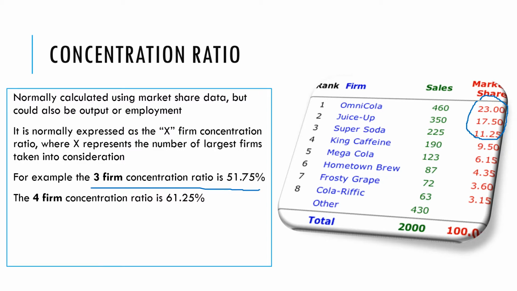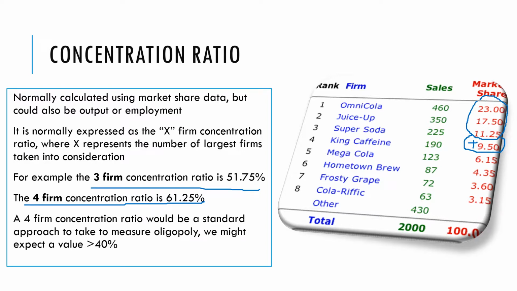If we wanted to look at the 4 firm concentration ratio, we're just adding on that 4th firm to our total. So if we add on 9.5, the 4 firm concentration ratio is 61.25%. A standard approach would be to look at the 4 firm concentration ratio, the 4 largest firms in the market, and in an oligopoly we might expect the value to be greater than 40%.